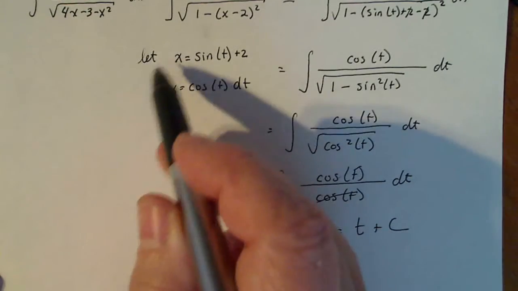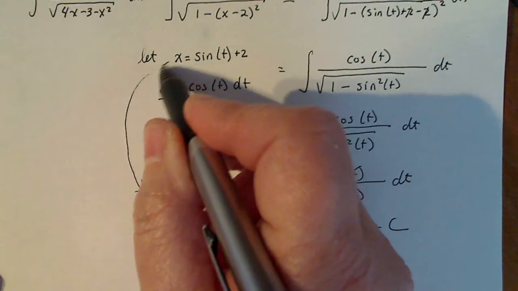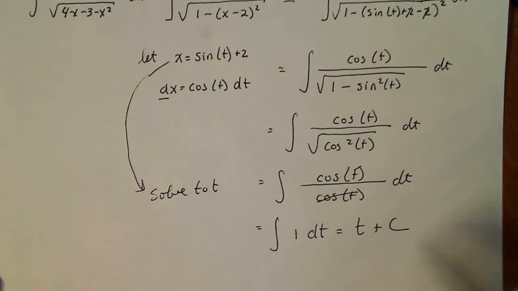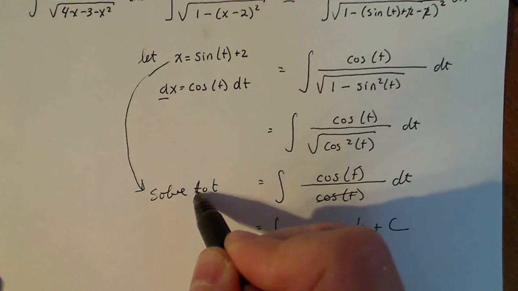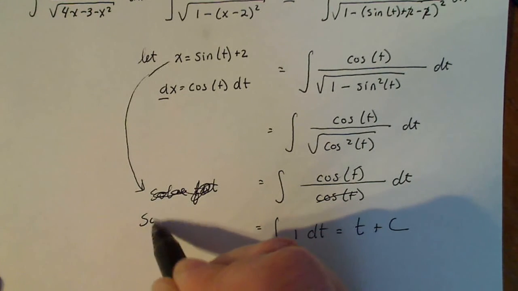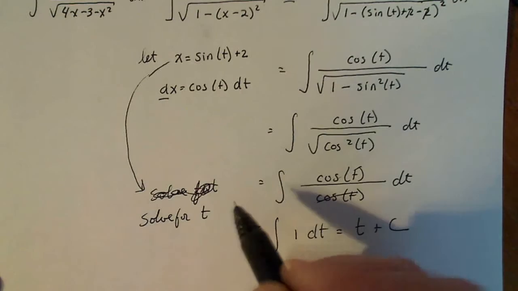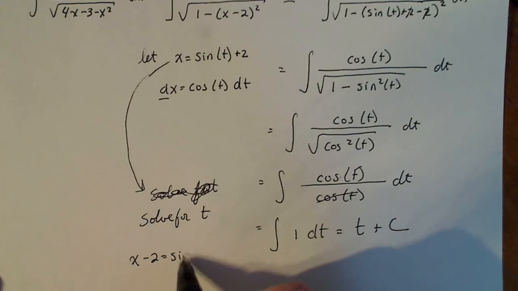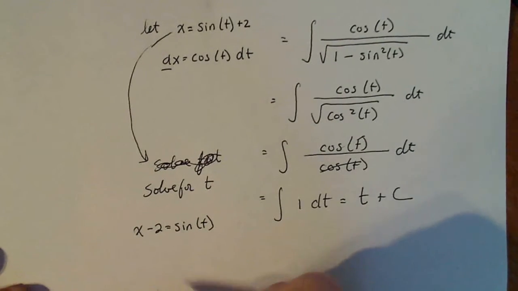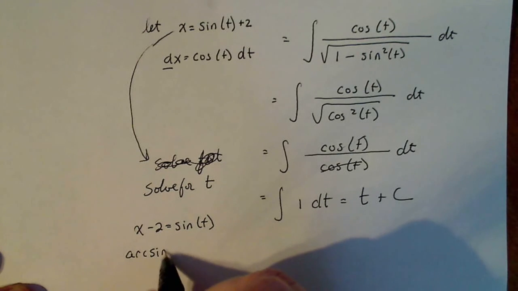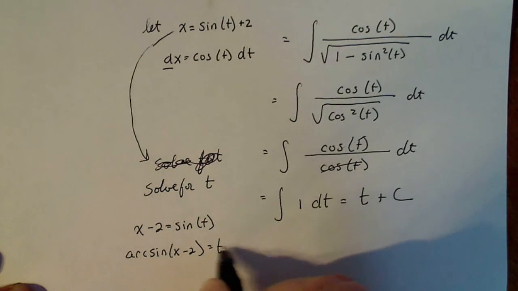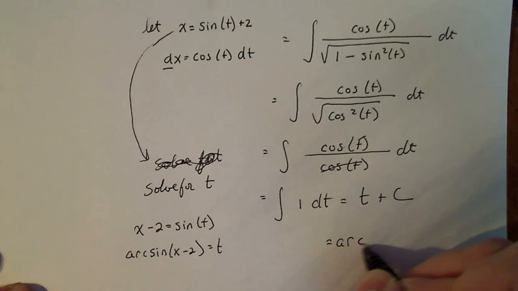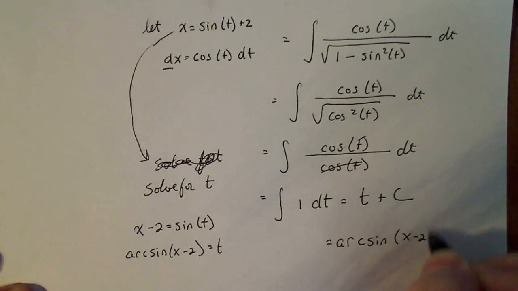So that means I have to take this guy here, and solve for t to substitute back in for the t here. Solve for t. So that means I'm going to subtract 2 from both sides. And then I'm going to take the arc sine of both sides. And that's going to go directly in here. So my final integral solution, or antiderivative, is arc sine of x minus 2 plus c.